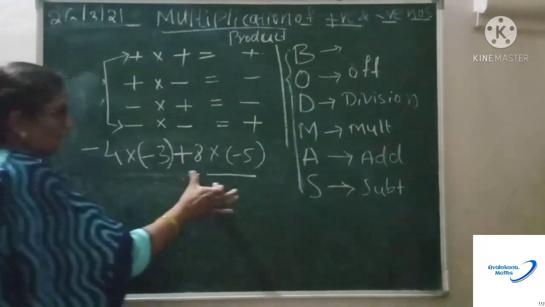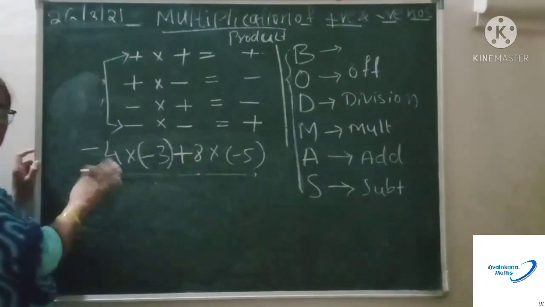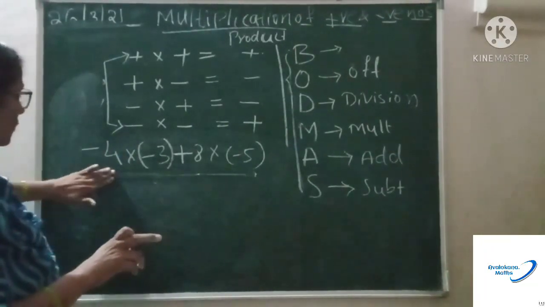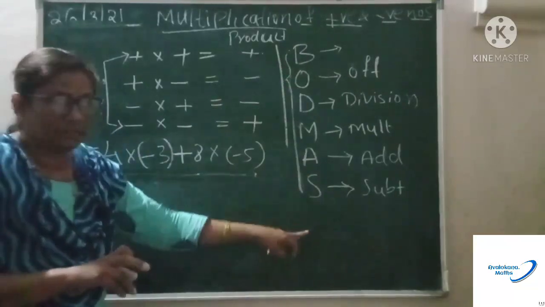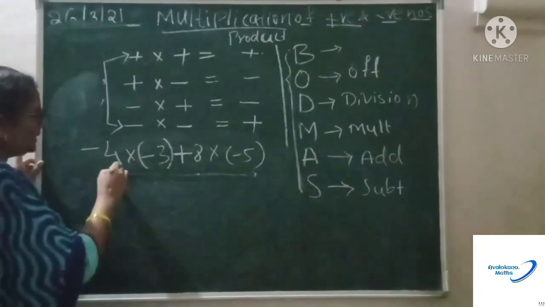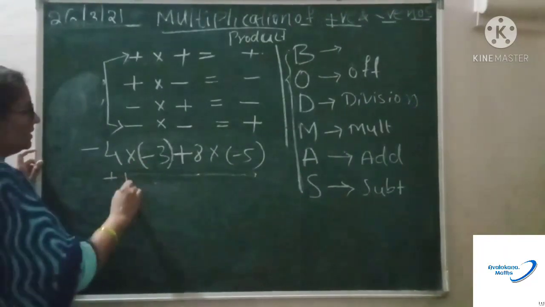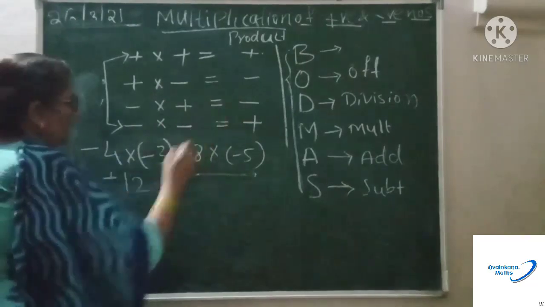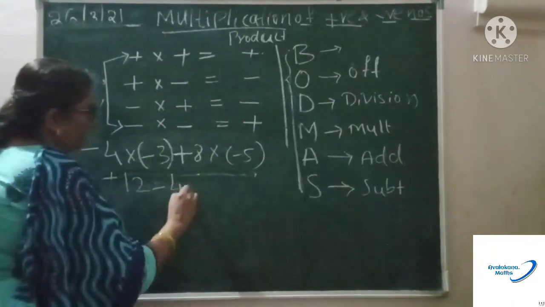So don't write the same sign numbers together here. That is only with addition and subtraction. In multiplication, you follow this: first multiplication. Minus and minus makes plus. 4 threes are 12. Plus and minus makes minus. 8 fives are 40.